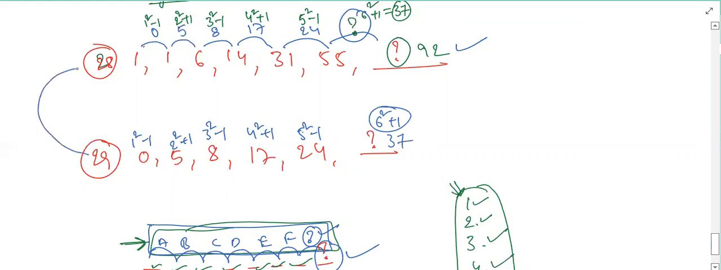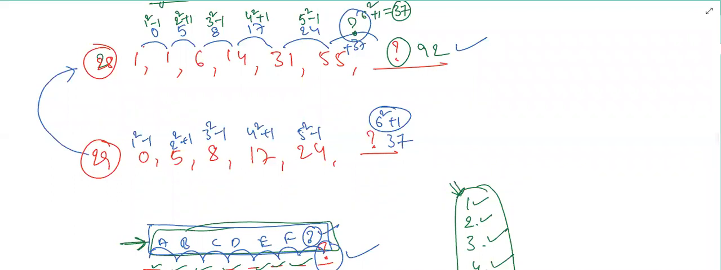Now observe these two questions. Here I took a series whose differences are these numbers. So the next difference will be 37. By taking the next difference 37, we can get the answer for this question. You have to add 37 to 55. 55 plus 37 is 92. Understood? Bhargav, Raghav, sir, I have understood. Okay.